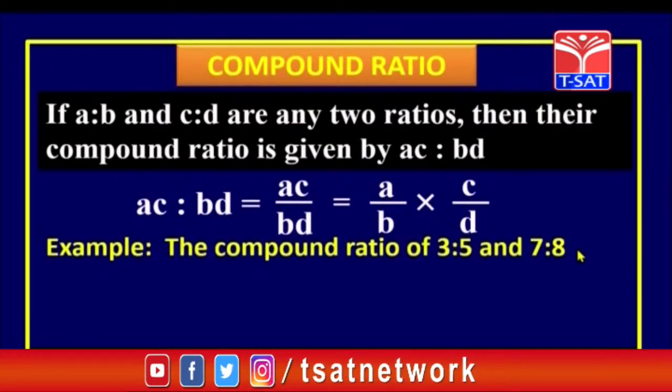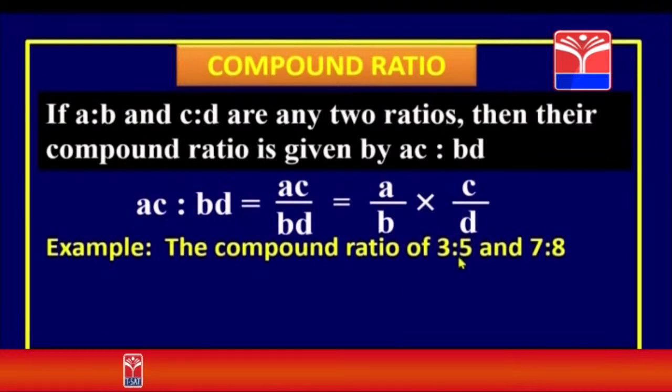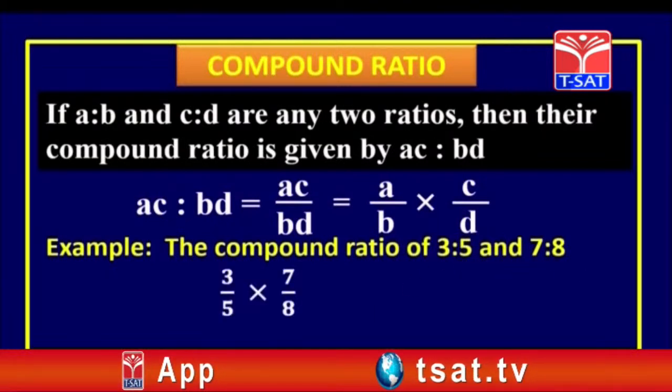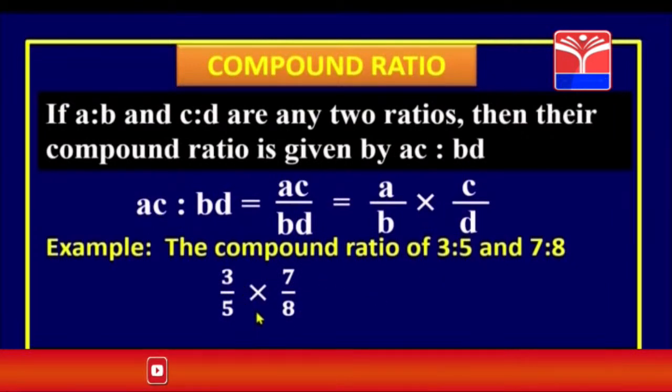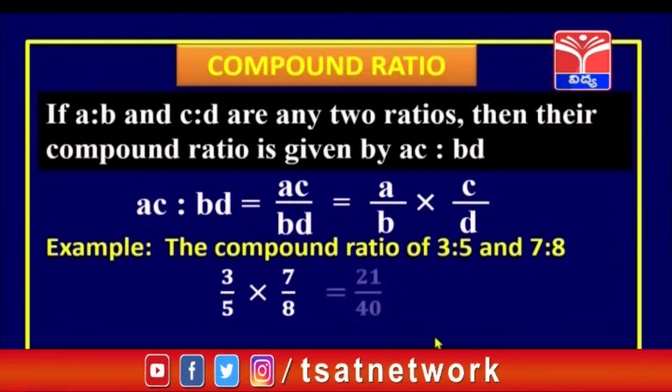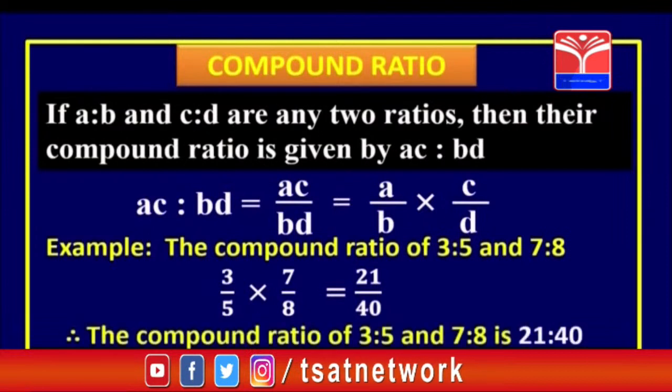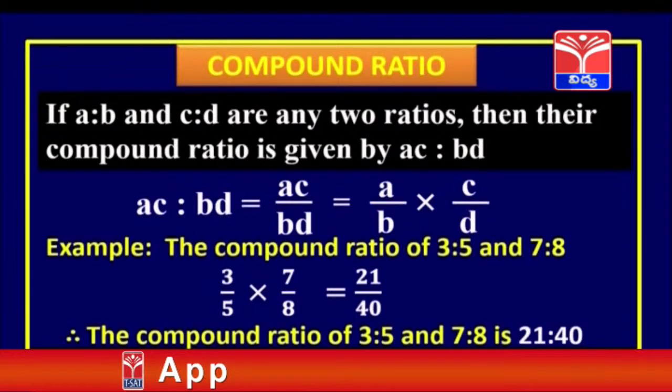So let us take an example. The compound ratio of 3:5 and 7:8. Let us find out this. So your first ratio is A is to B. So 3:5 I am writing as 3 by 5 into second ratio is 7:8. So I will write it as 7 by 8. So on multiplication we get 21 by 40, which is nothing but 21:40. So this is the compound ratio of 3:5 and 7:8.